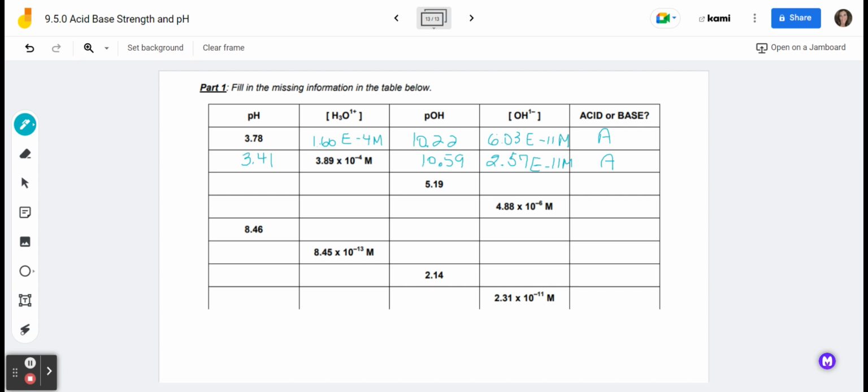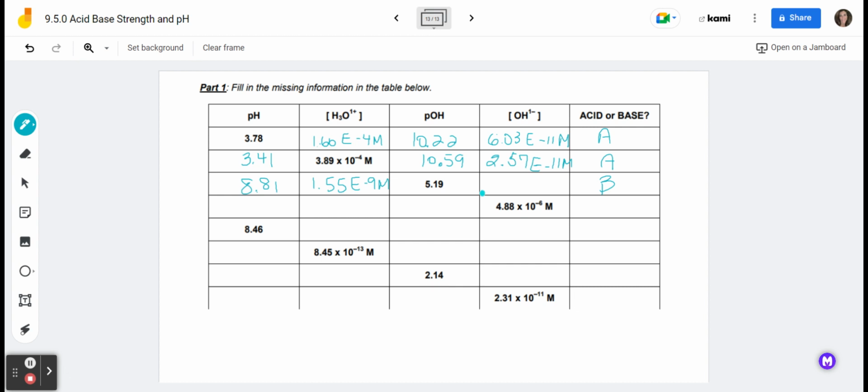All right, let's try maybe one or two more rows. Okay, if I am given 5.19 as the pOH, I can figure out the pH. 14 minus 5.19 is 8.81. My pH is greater than 7. It's a base. So now what I can do is figure out the concentration. So from here to here, second function log negative 8.81. And I get 1.55 E negative 9 molar.